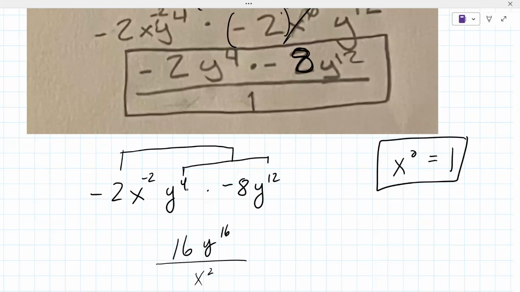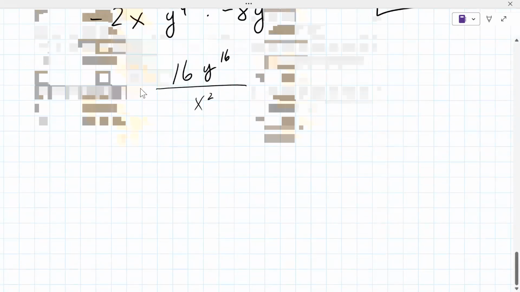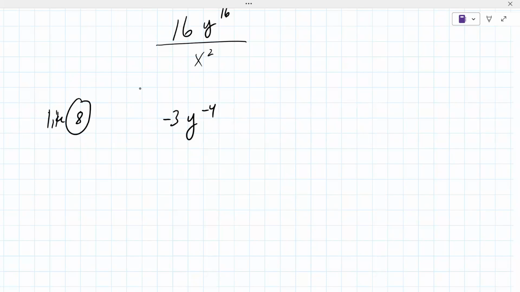So I guess let me make one like this for you to try, if that's okay. All right. So like 8, -3 y to the -4 x cubed times -5 y to the 0 x to the 3rd to the power of 2. So I'm going to just step away again for about a minute and be right back with you. Okay.